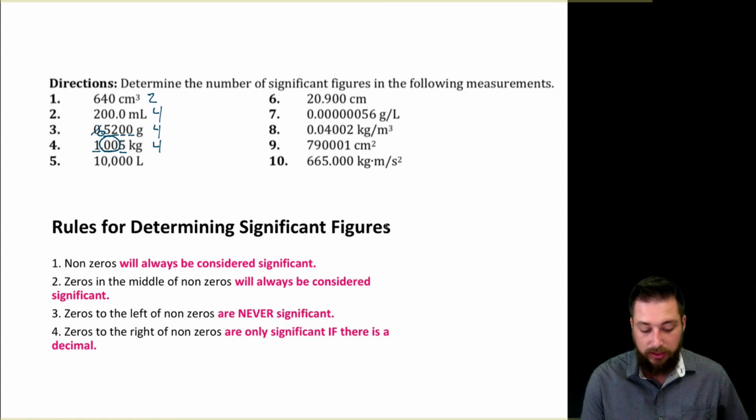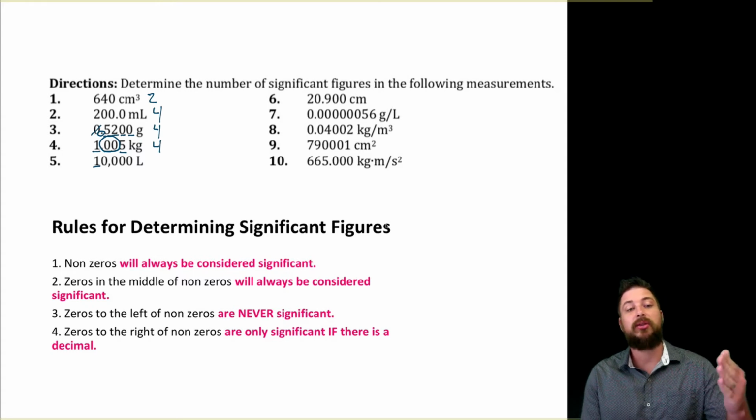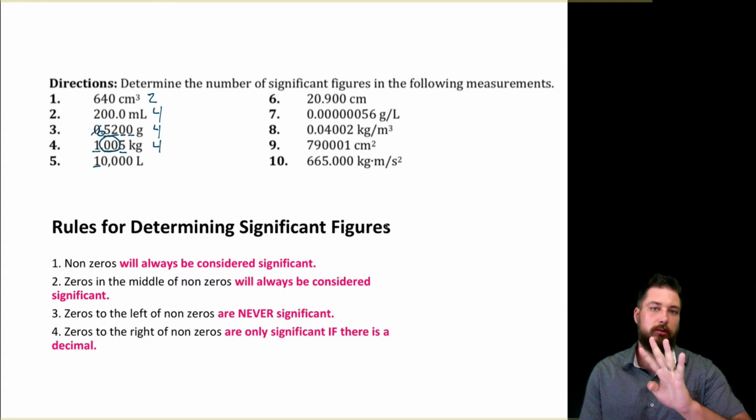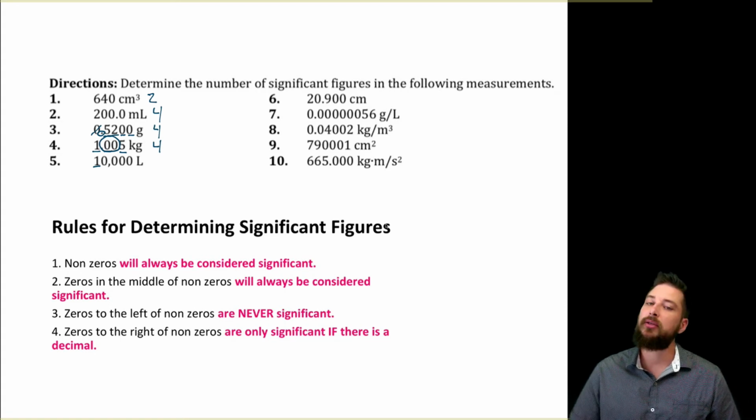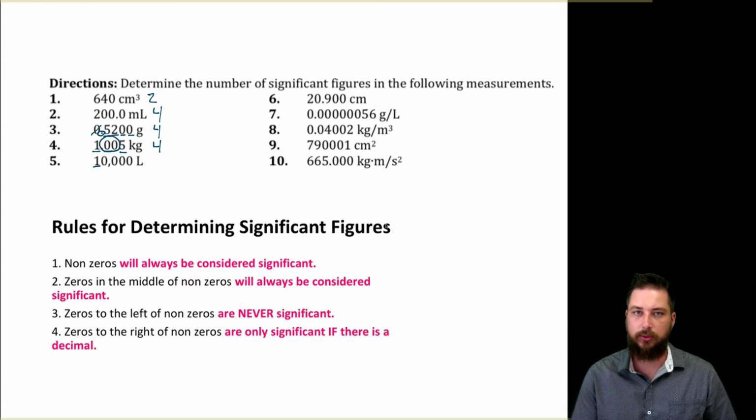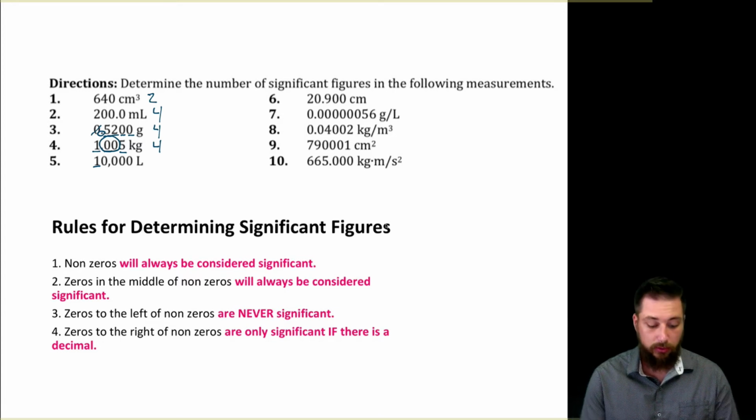Now this next one, you can take a look. This 1 right here is significant, but the 4 zeros, they're all to the right of the 1, and those will only be significant if there's a decimal. And is there a decimal there? There's not a decimal. And so this is only 1 significant digit.